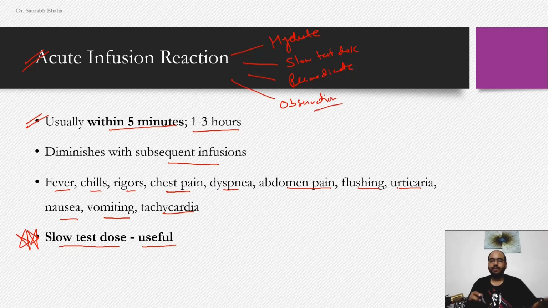You cannot just write on the register to administer amphotericin B and just go about, have your lunch, dinner, or do some other work, or do some thesis work. Keep observing your patient, especially if it's the first infusion, and you will detect acute infusion reaction very easily if it happens.